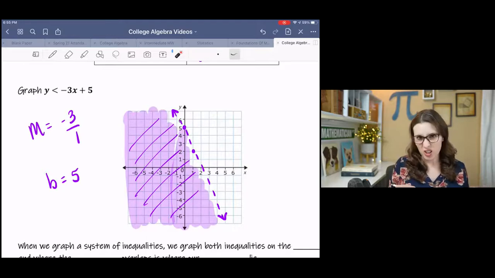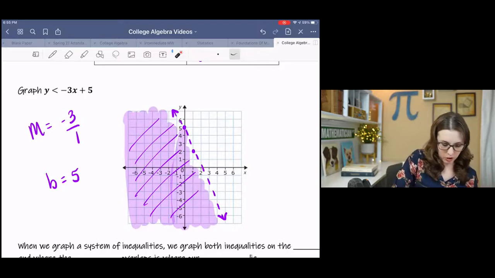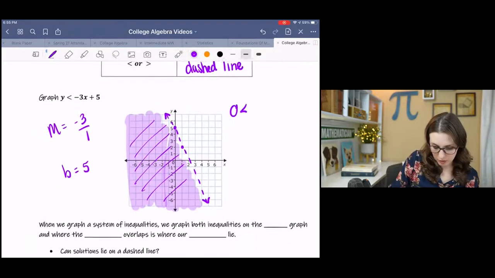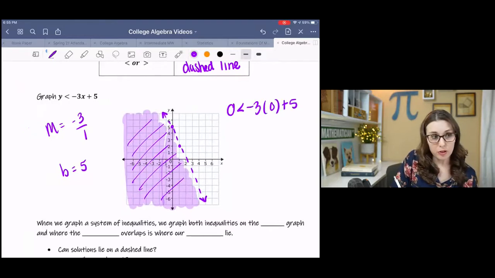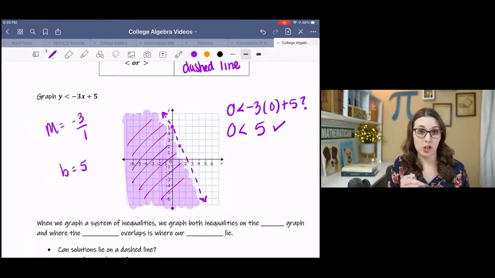So let's just try 0, 0 because that's a really easy one to try. Is 0 less than -3 times 0 plus 5, question mark, because I'm testing it. That's going to be 0 plus 5. Yes. So that shows that I shaded correctly.